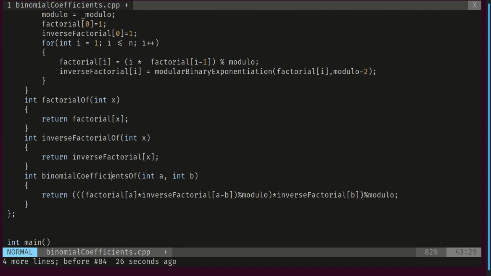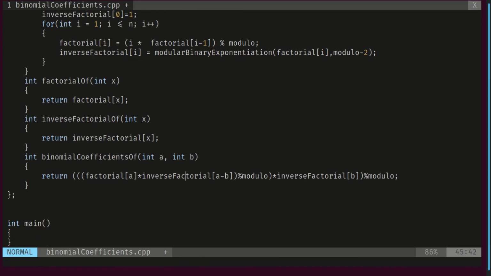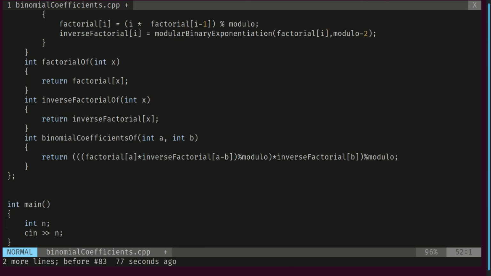And finally, I will write one for the binomial coefficients of a and b. And as we said, this was just equal to factorial of a times the inverse factorial of a minus b times the inverse factorial of b. And we will extend this structure later to contain more combinatorial formulae. And for now, that's all we're gonna need, so we can write a pretty clear code for our program.